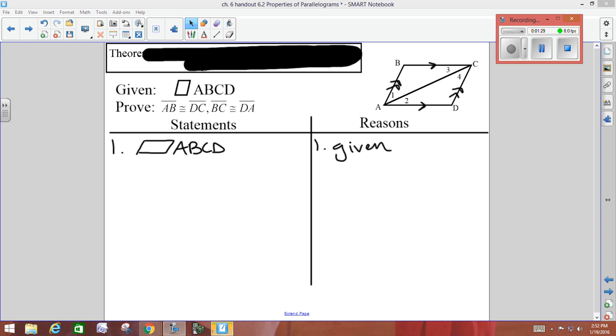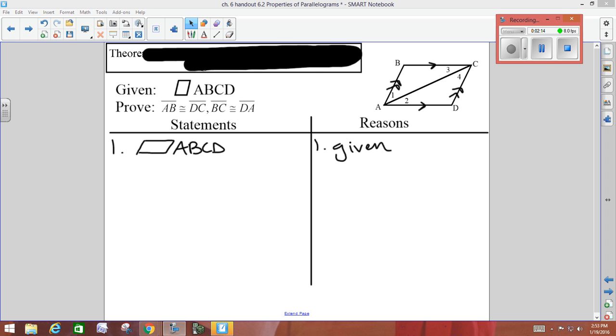We're trying to prove that AB is congruent to DC, or the left side and the right side, and BC is congruent to DA, the top and the bottom. I threw a diagonal in there, and when I put that diagonal in there, what did our parallelogram turn into? Two triangles. So we're trying to prove that one side of a triangle is congruent to the other side of the triangle. Remember, sides of triangles are their parts. So we're trying to prove that parts of the triangles are congruent.